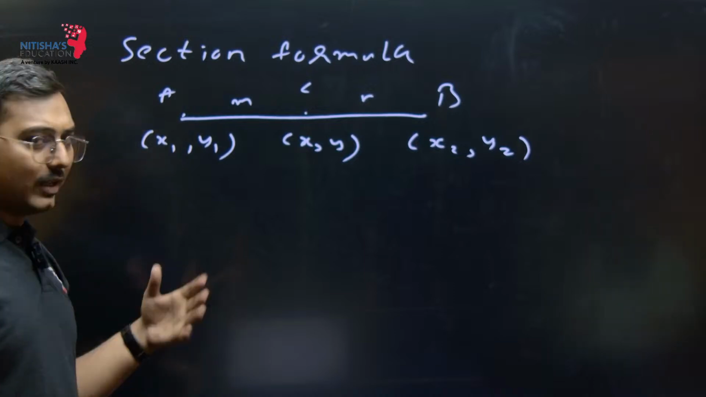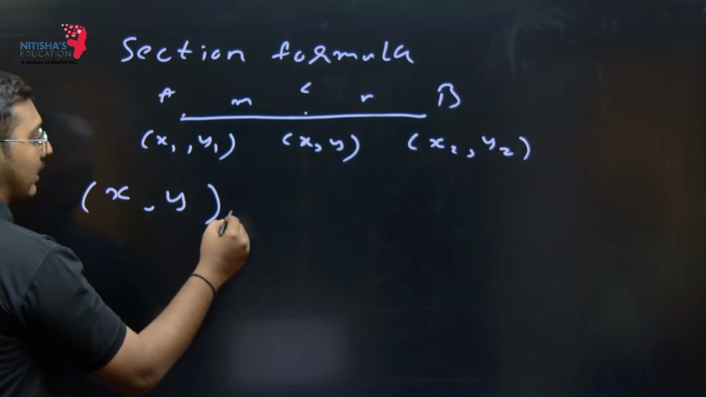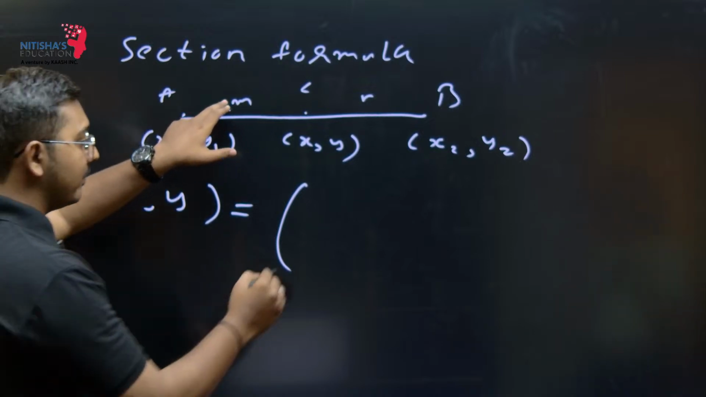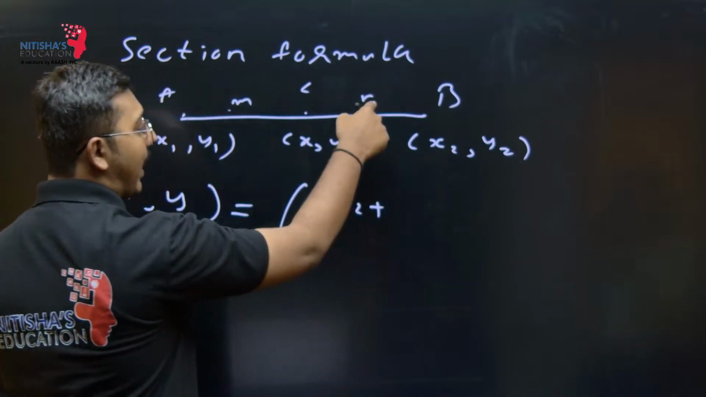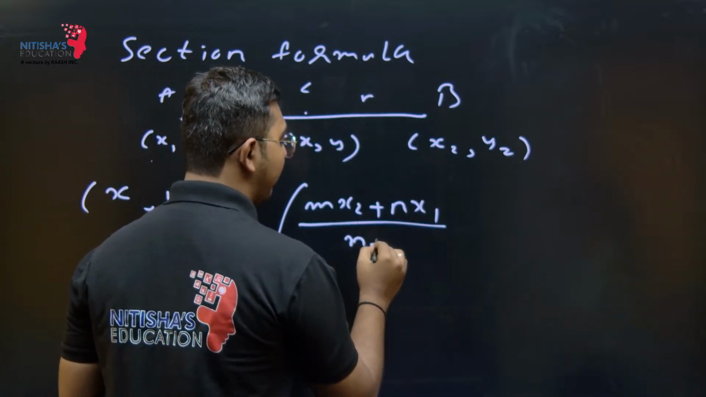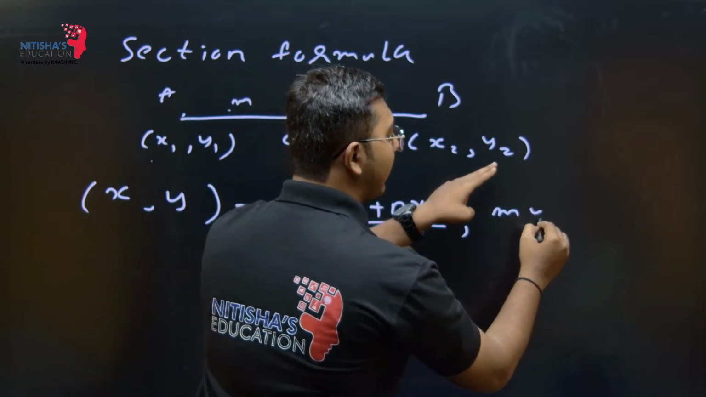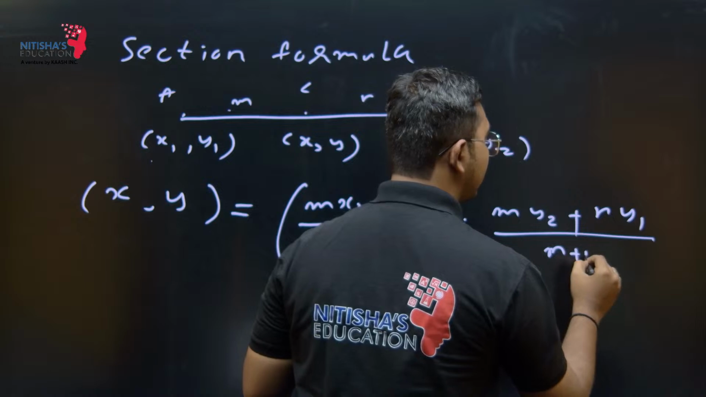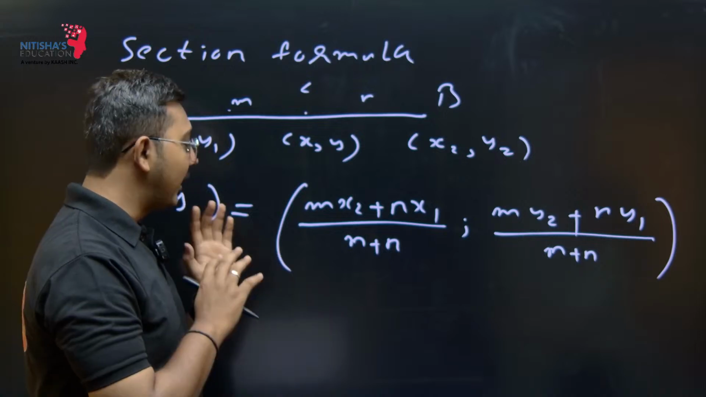Okay. So let us first write what the formula is. It is given by x comma y is equal to, now consider very carefully. If we are considering this m, then multiply it with the coordinate of B, which is x2, plus now n, then multiply with x1, whole divided by m plus n. Same goes for y: m multiplied by y2 plus n multiplied by y1, divided by m plus n. Okay, as simple as that. It's very easy. It's not at all complicated.